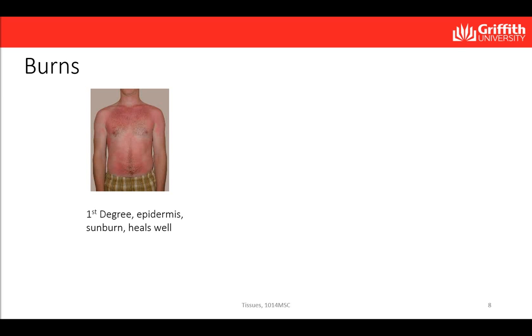Burns can cause serious damage to the integumentary system. Based on the location, depth, and surface area involved, burns are classified into three different types. First-degree burns are superficial, where the damage is limited just to the epidermis.